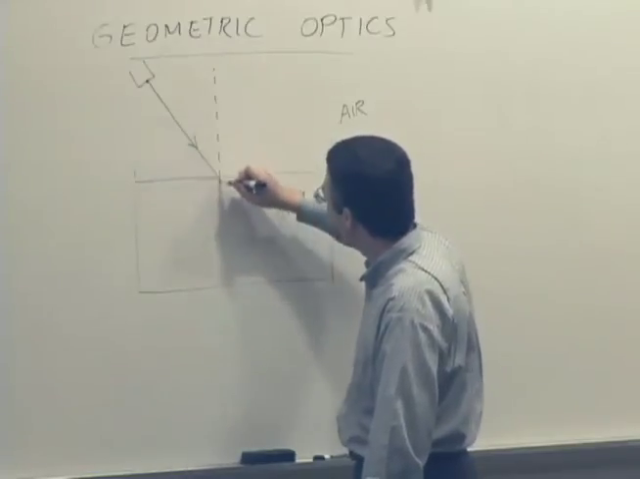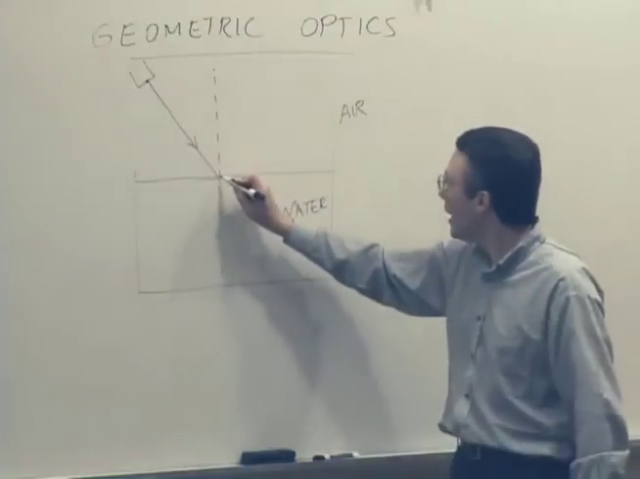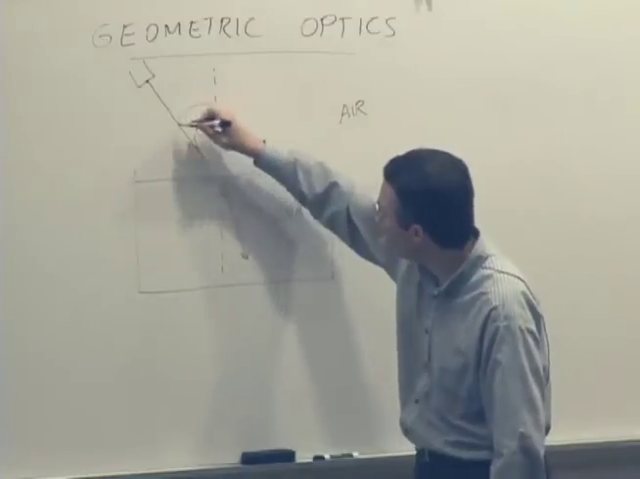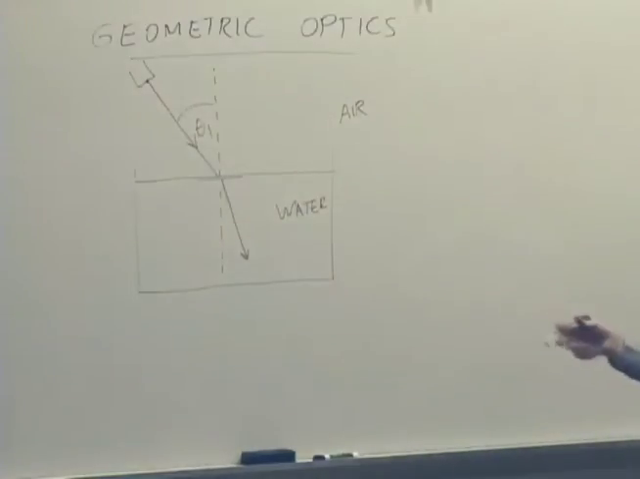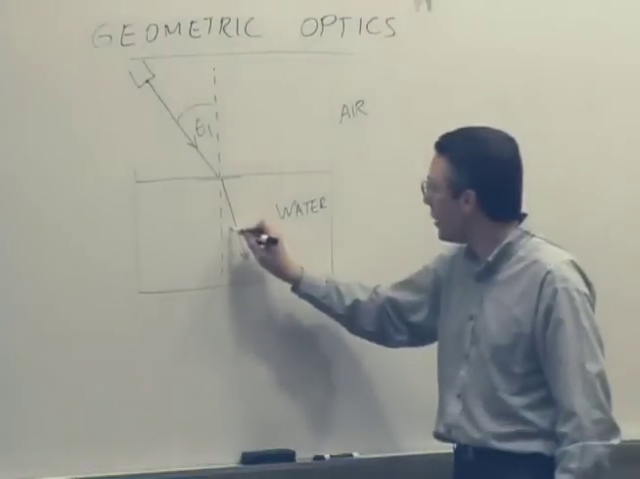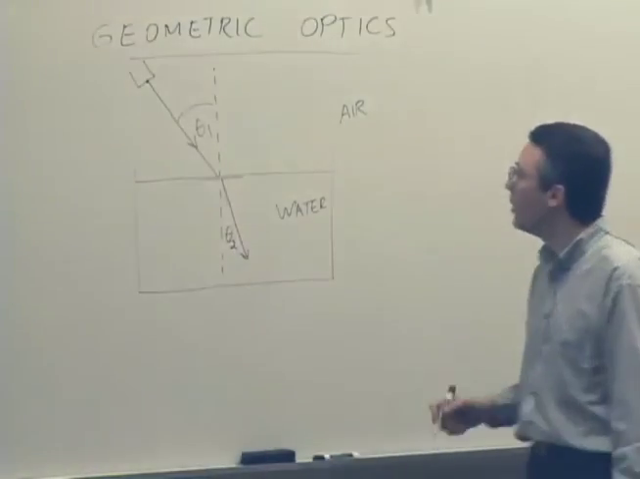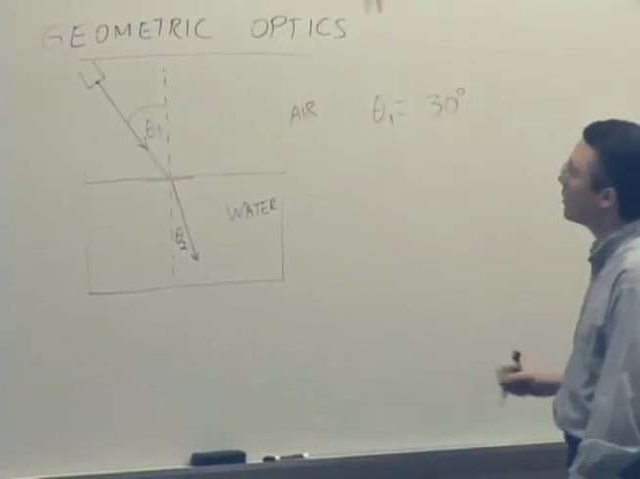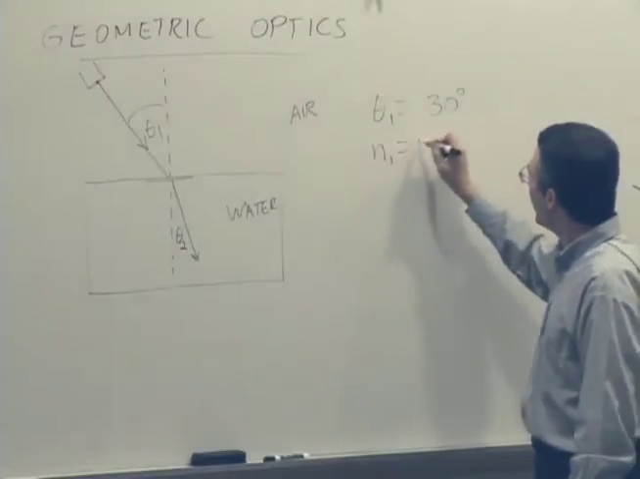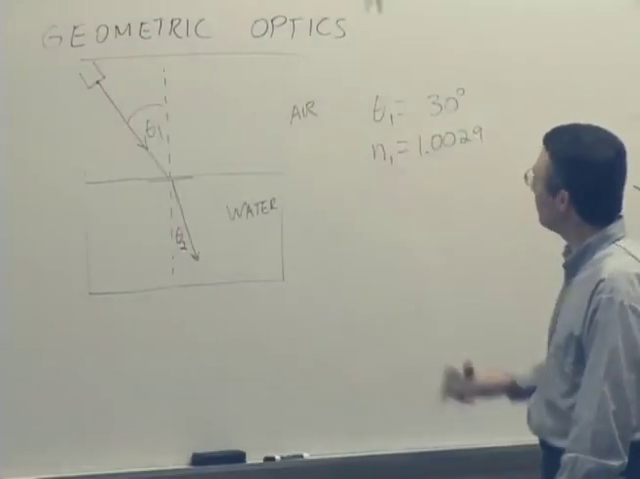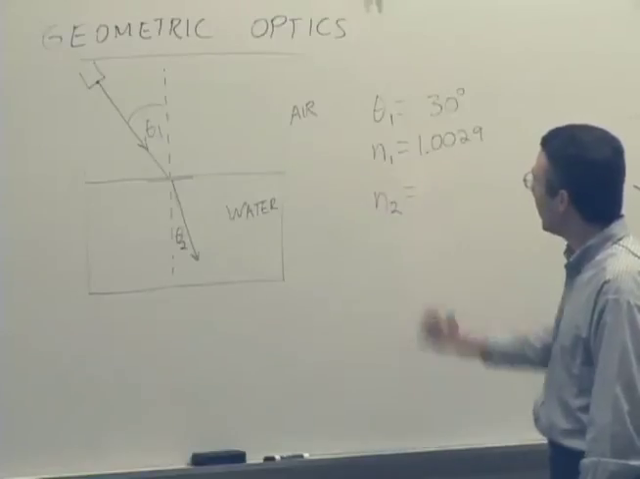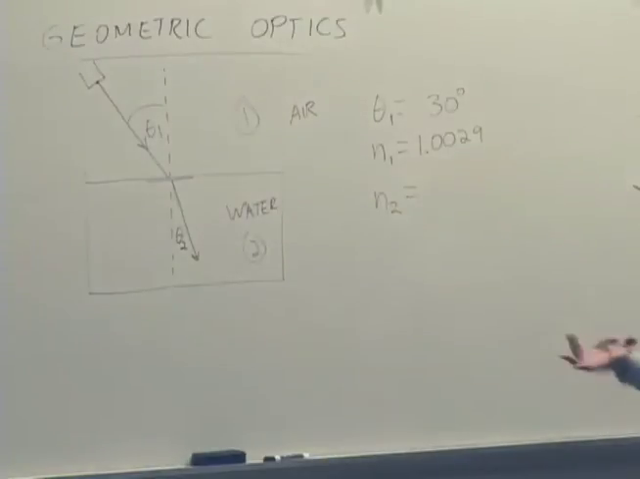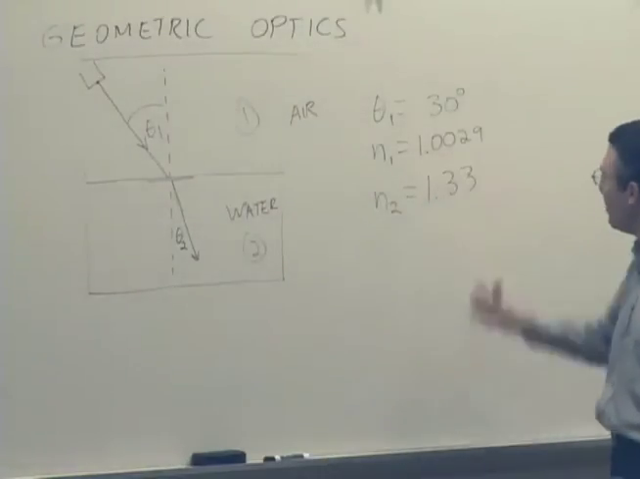and I draw the normal to the surface, and that laser beam is going to bend when it goes through the water. Okay, so I'll call again that theta 1, the angle between the normal and the light ray, and this is theta 2. Okay, let's say theta 1 is equal to, I don't know, 30 degrees. We know N1 is equal to 1.0029. I'm calling this 1 and this 2, basically. N2 is the index of refraction of water, so that's 1.33.